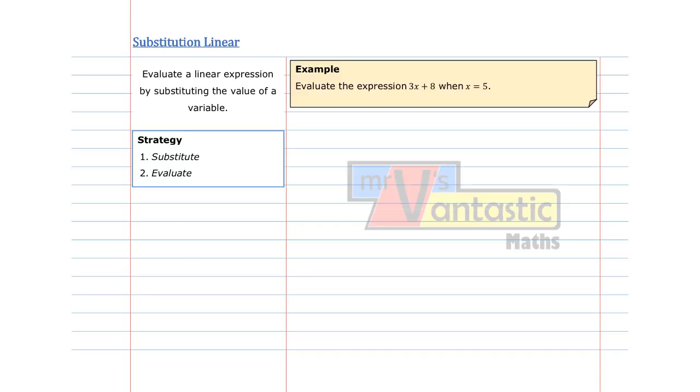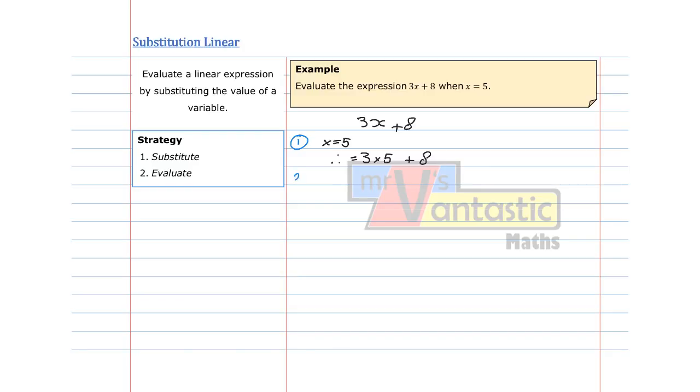So we have the expression 3x + 8. And what we're going to do first is substitute in the value x equals 5. So when x is equal to 5, this expression becomes 3 times 5 plus 8.